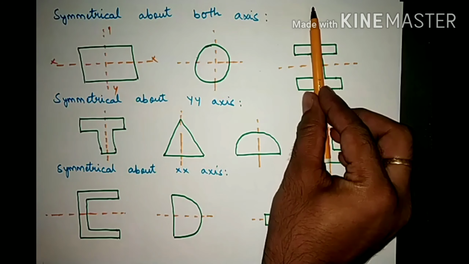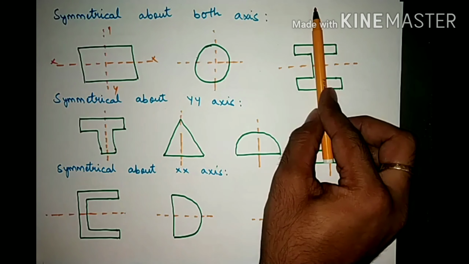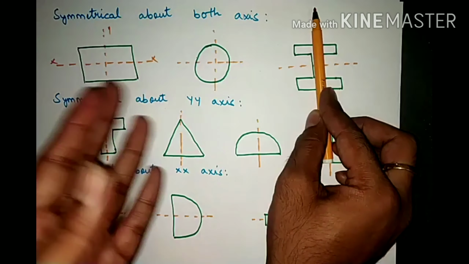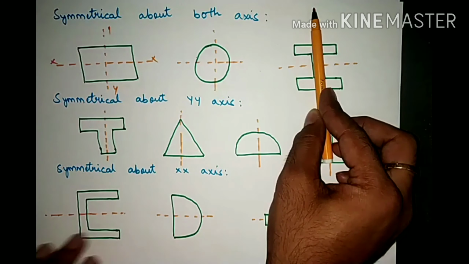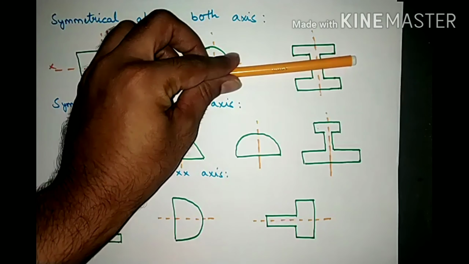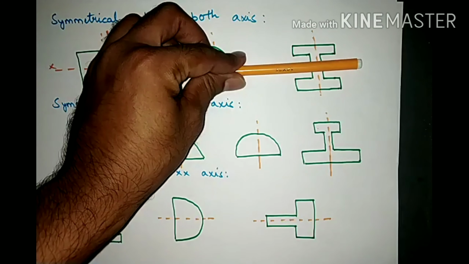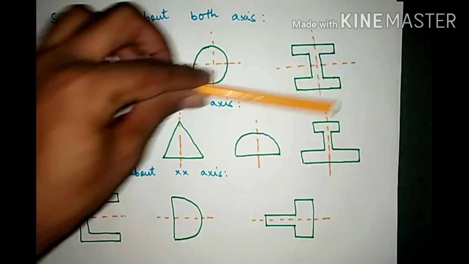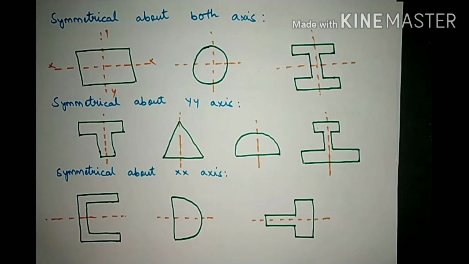Now if I am cutting the object along this particular line, whatever is on the left hand side is similar to the object on the right hand side. So what if I am cutting in the horizontal axis? Again it is the same, right? So that's why this I section is also symmetrical about both the axes.